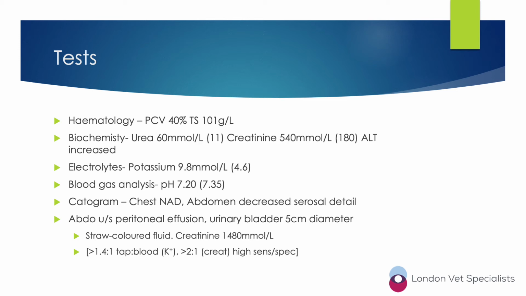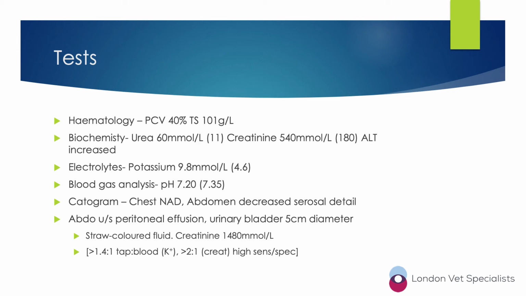We were lucky to have access to blood gas analysis, which revealed quite a severe acidemia, so a pH of 7.2. And the cat, as I say, was quite collapsed, so it was able to tolerate a conscious X-ray, which showed an abdomen with reduced serosal detail, but no abnormalities found on the chest.